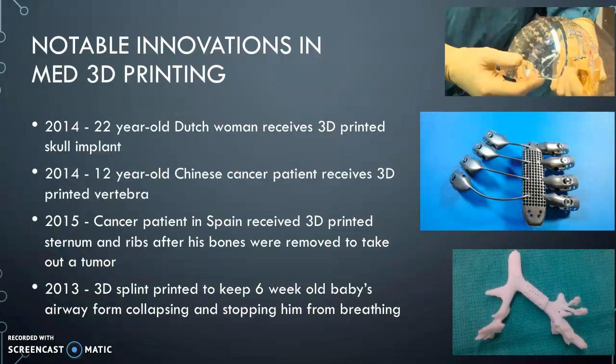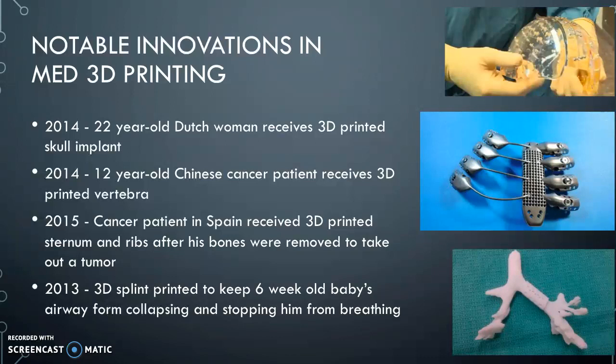In 2014, a 12-year-old Chinese cancer patient received a 3D printed vertebra when one of his was removed to remove a cancerous tumor. In 2015, a cancer patient in Spain received a 3D printed sternum and ribs when his were removed to remove a tumor. And you can see the pictures of the skull, the sternum, and ribs, as well as the 3D splint for the 6-week-old baby in the pictures on the right.